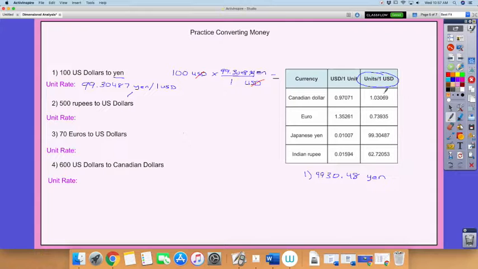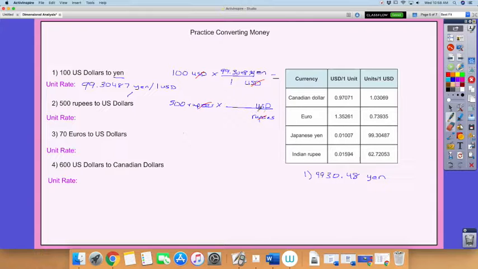So let's look at the next one. Let me erase this. Now we're converting 500 rupees to US dollars. So I'm going to start by writing what we know. I know it's 500 rupees. And now we're converting it to US dollars. So before I even look at this table and get all confused of which value to use, I'm going to set up my rate here. And I know if it's rupees on top, then rupees have to go on bottom. And I know US dollars have to go on top. That way my rupees cancel out, and I'm left with US dollars.